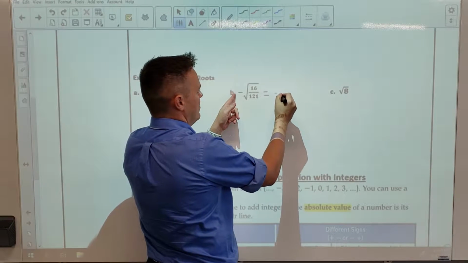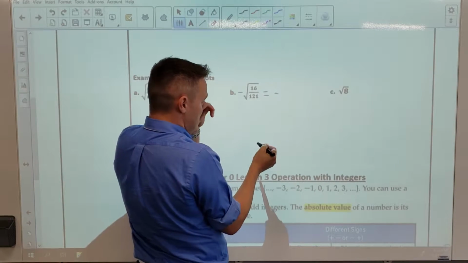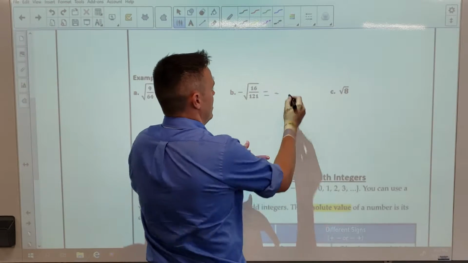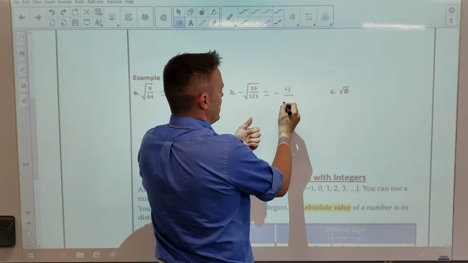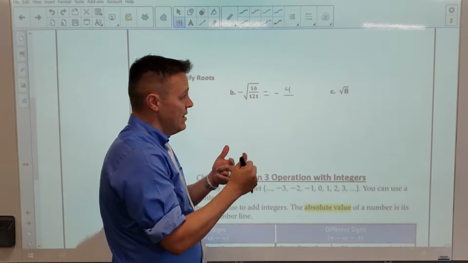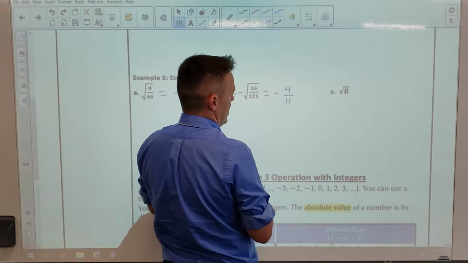This would be negative right away because you don't change that. Square root of 16, what two numbers that are the same multiply together? Be 4. And then 121, 10 times 10 is 100. 11 times 11 is 121, okay?